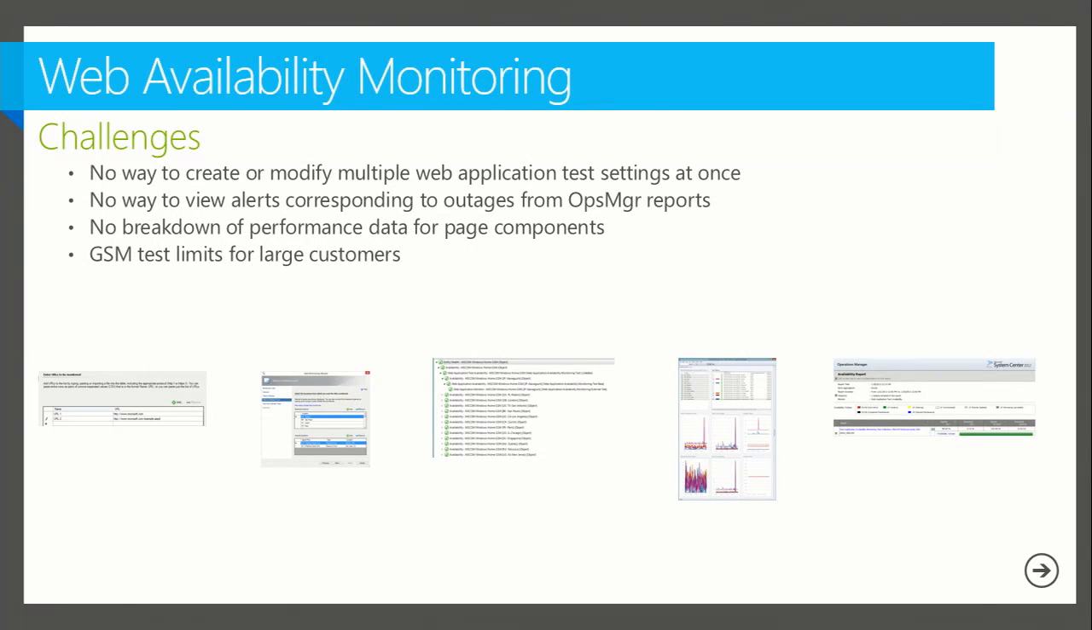And then lastly, there are GSM test limits. When you initially sign up, you get 30 tests, but after a conversation with Anna, I believe the Org ID website now has a support link available where you can request additional test capability.